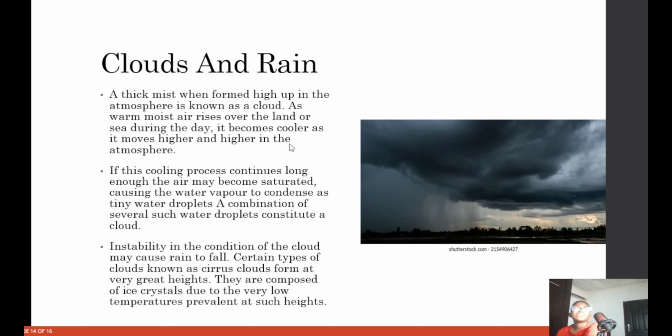Then we have the clouds and rain. A thick mist, when formed high up in the atmosphere, is known as a cloud. As warm, moist air rises over the land or sea during the day, it becomes cooler as it moves higher and higher in the atmosphere. If this cooling process continues long enough, the air may become saturated, causing the water vapor to condense as tiny water droplets. A combination of several such water droplets constitutes a cloud.